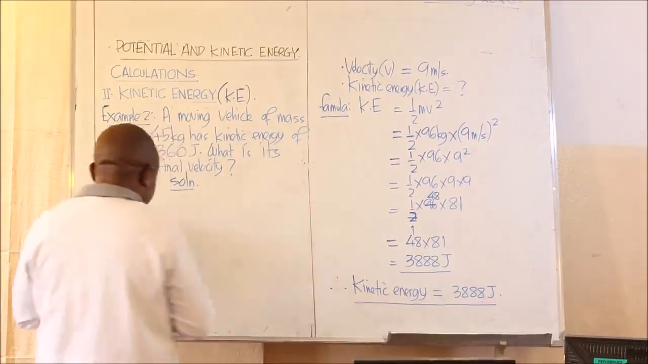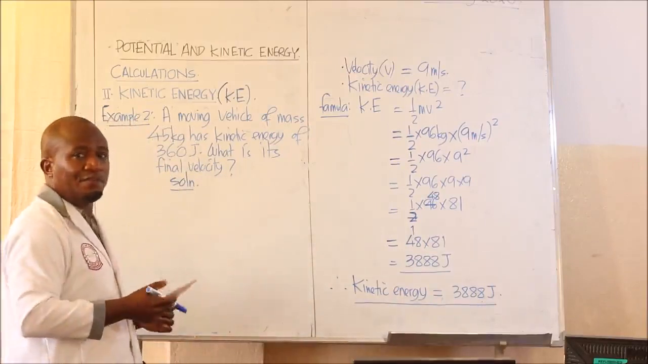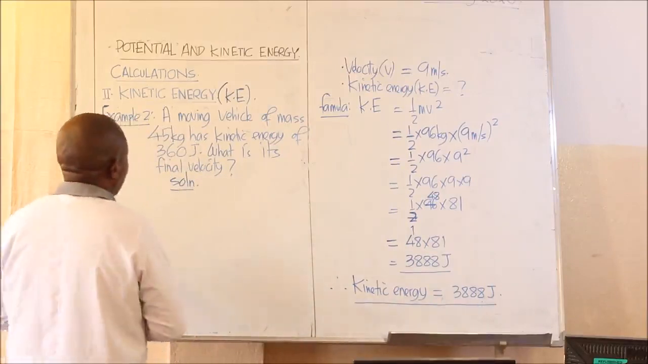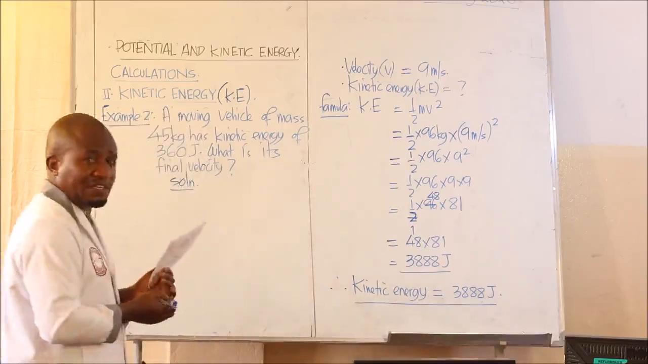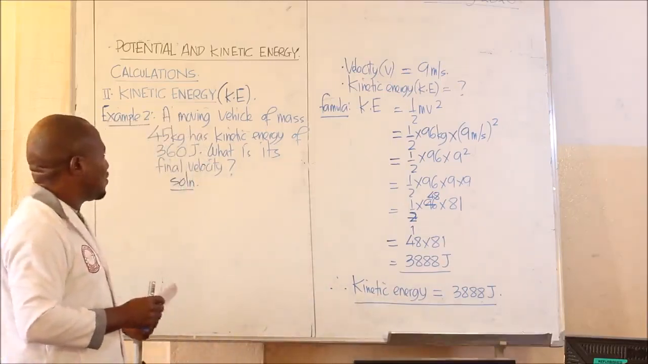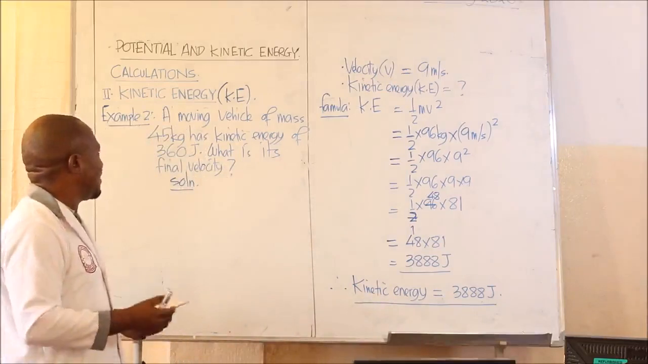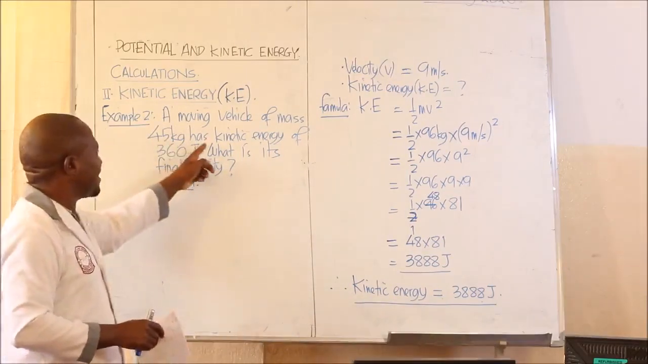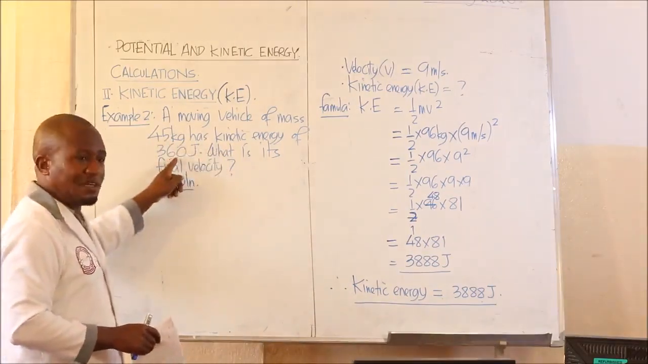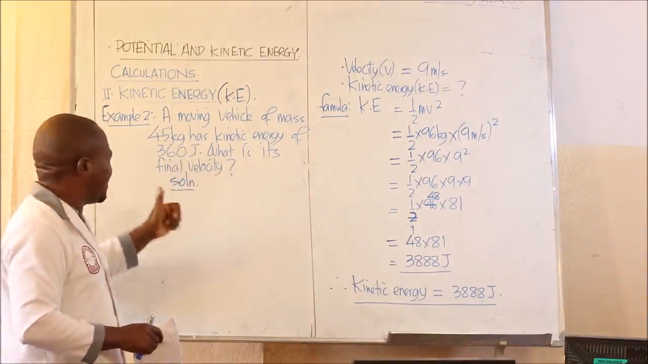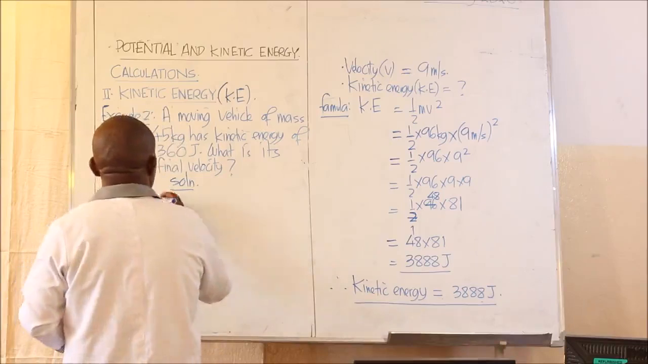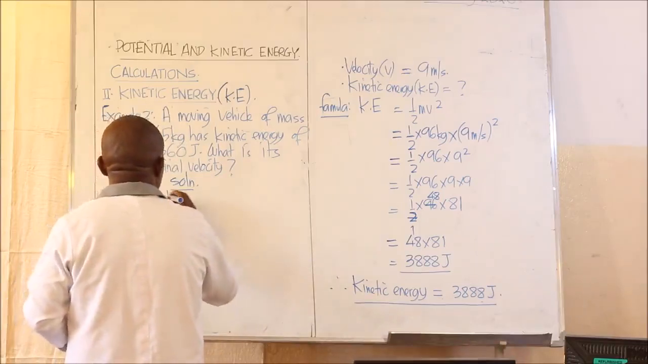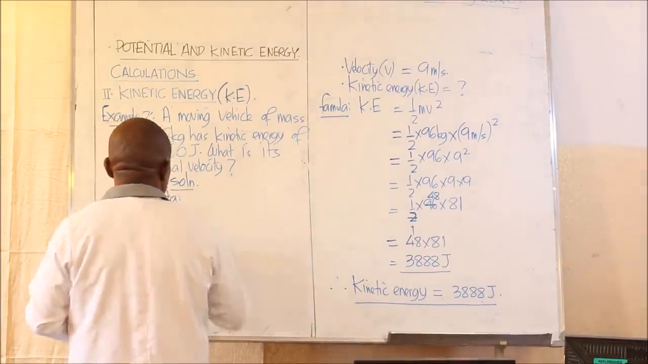Solution. Step number one, we read the problem twice, very fast, and then we try to understand it. It is very, very important. And then we go to the steps. A moving vehicle of mass 45 kilograms has a kinetic energy of 360 joules. What is its final velocity? So it's got the problem, that is data given. Of course, we have to collect the data given.